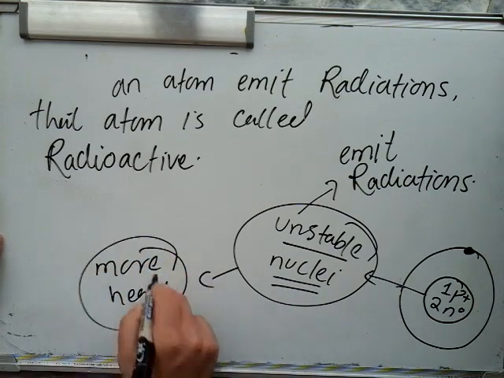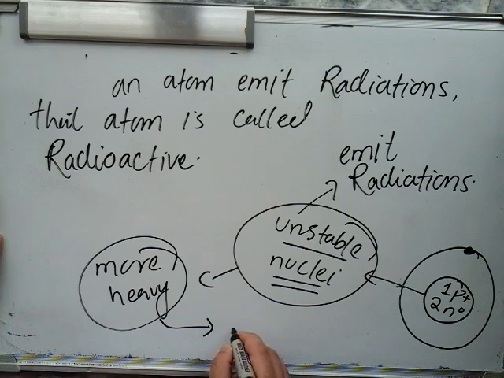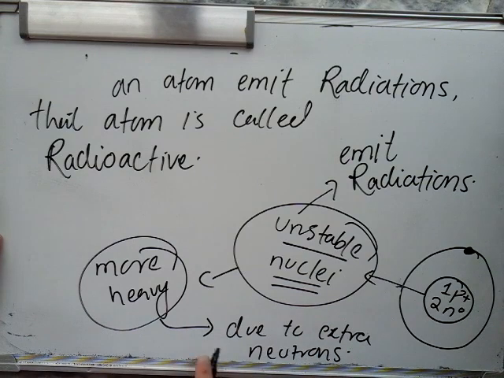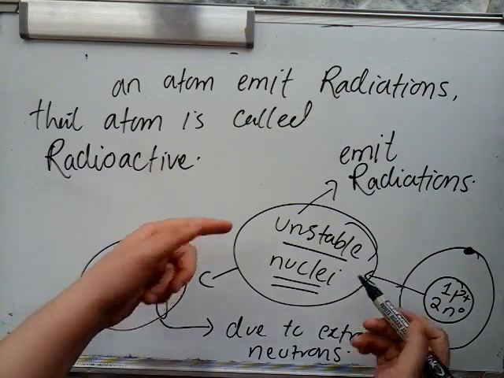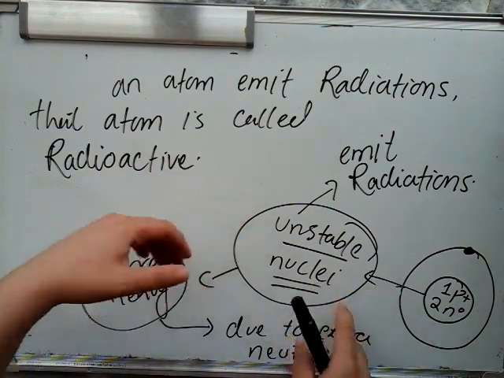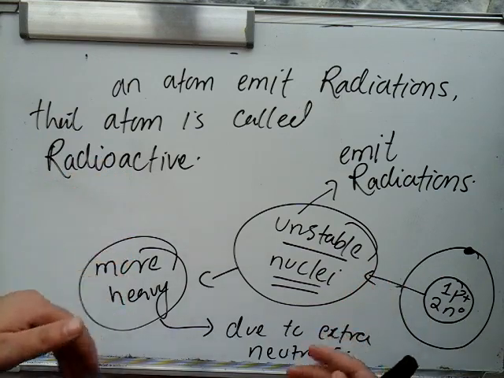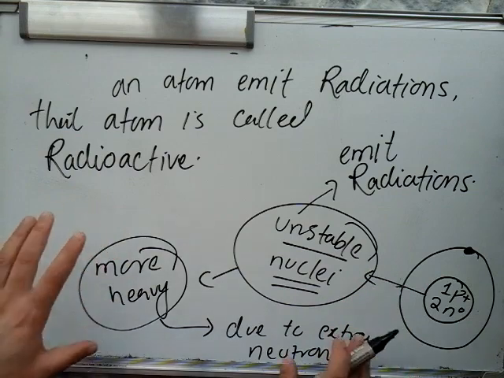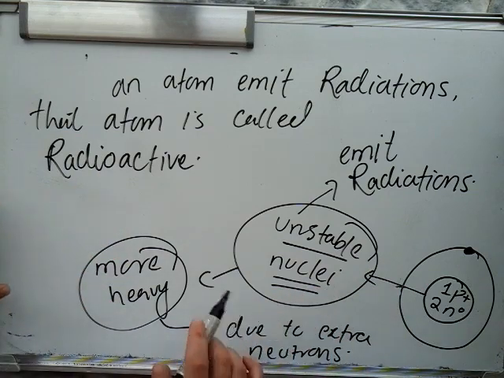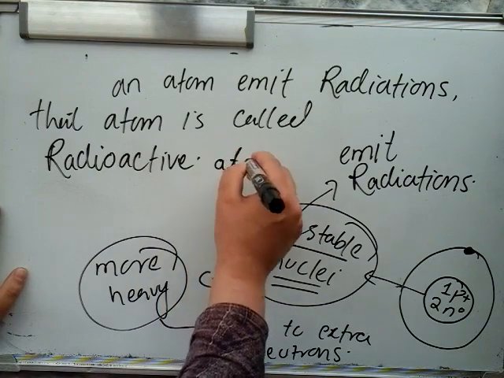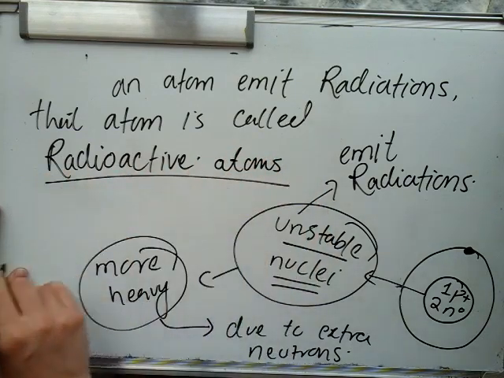Why does it become more heavy? Because of extra neutrons. When the neutrons increase inside the nucleus, the nucleus becomes unstable, and because of instability, it will emit radiations. If an atom emits radiations, then that respective atom is called a radioactive atom. So there are some elements that are radioactive.